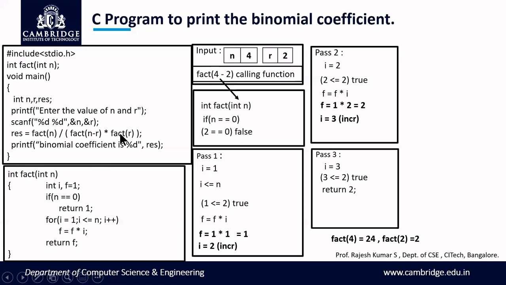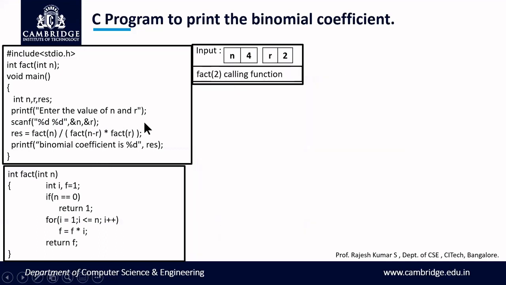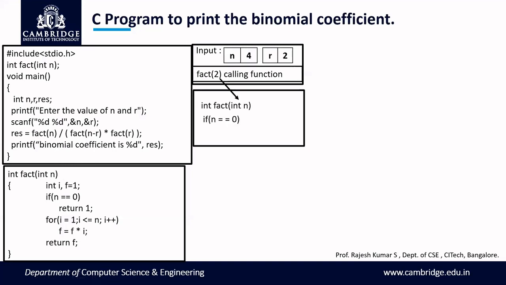Now I'm again calling one more function, fact of r. When I'm calling the function, r value is 2. Now 2 will be passed to this. The process will be similar to the previous process, because previously also we found fact of 2. Again we are finding fact of 2, so we are passing 2 to this. We are checking whether n equals 0, false.